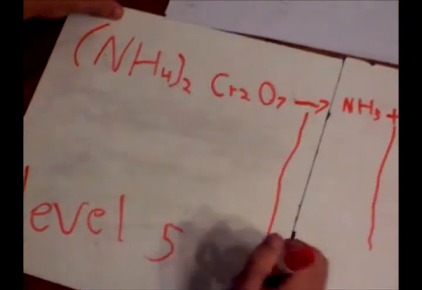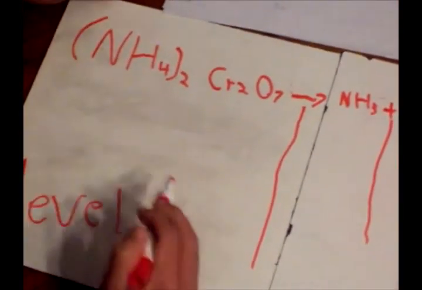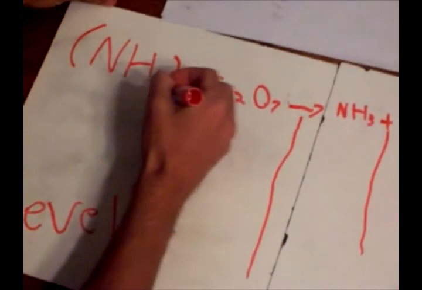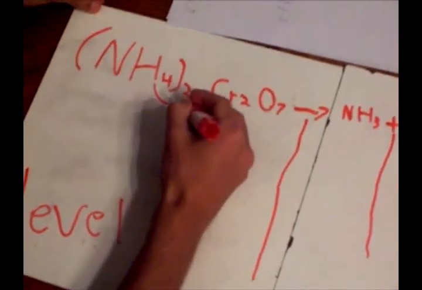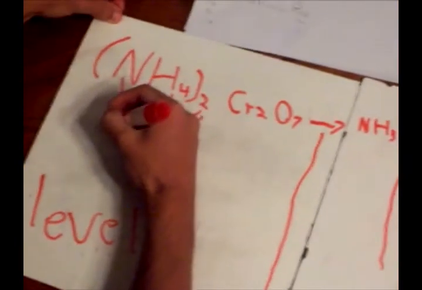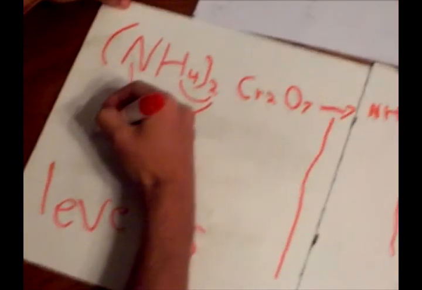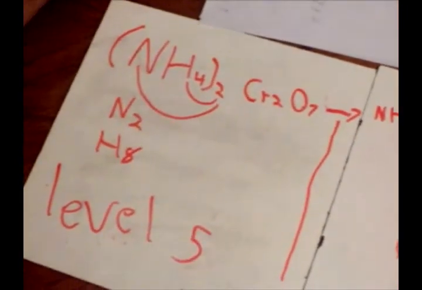You wanna take this out because we're gonna treat it like a normal math problem and do the number outside of the parentheses first. You're gonna treat it like you would a normal distributive property and bring it to the H and then bring it to the N. That way you won't have to keep doing it over and over again. That will leave you with N2 and H8.